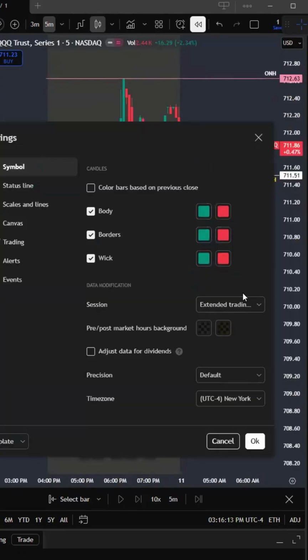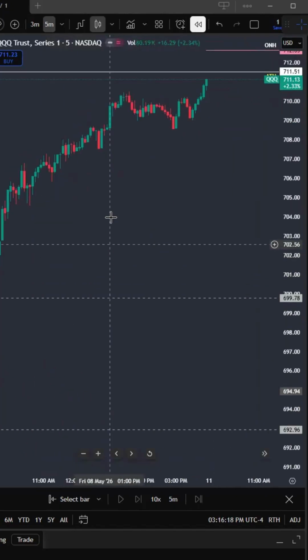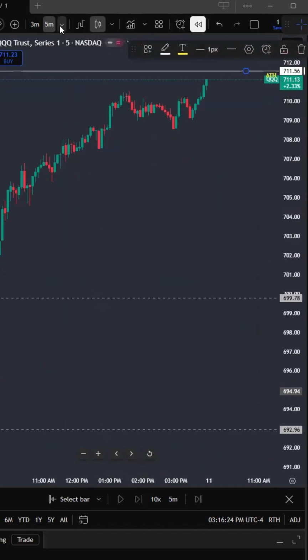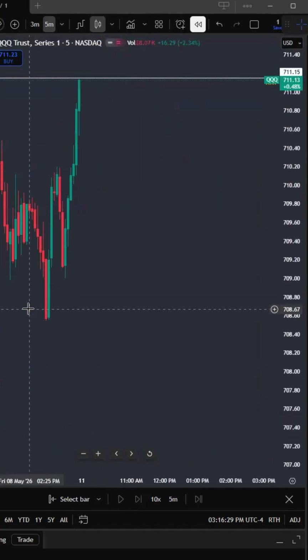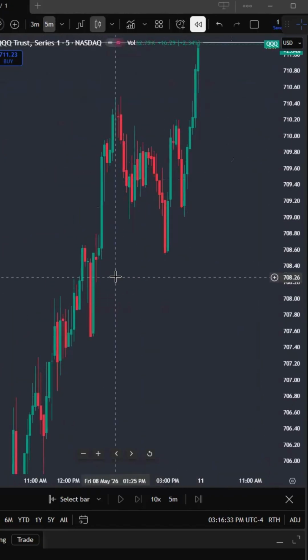Then go back to turning extended hours off. Like this is a little too high. Oh, I think it's because I was on the hourly there. That's the correct regular hours all-time high.